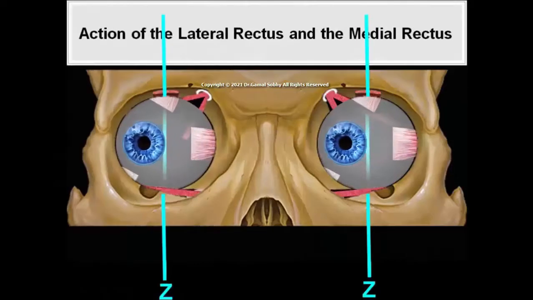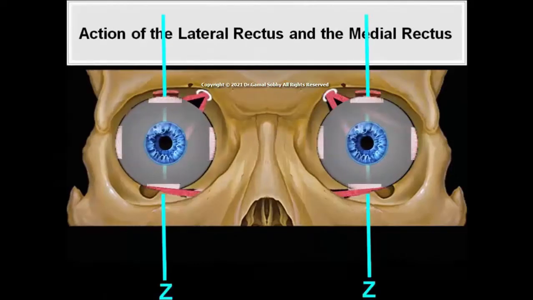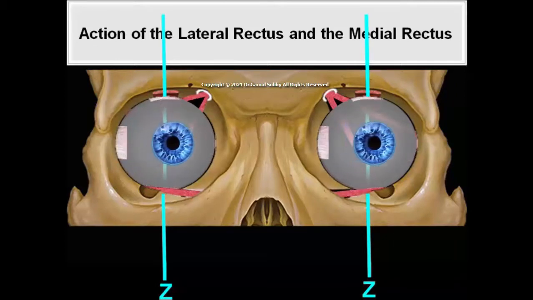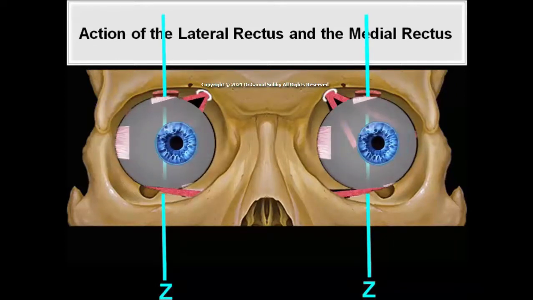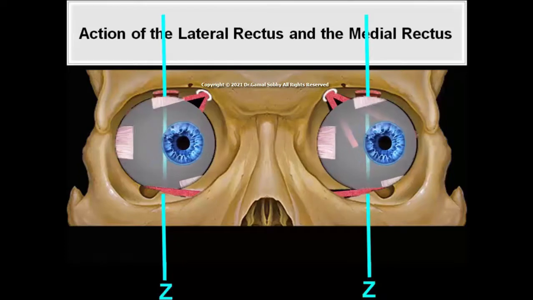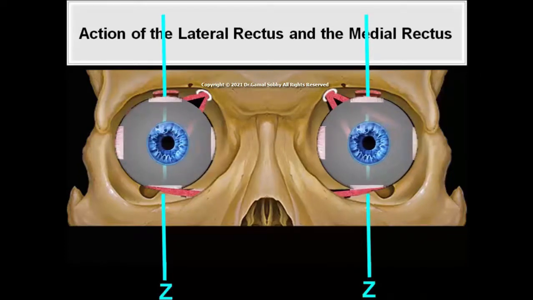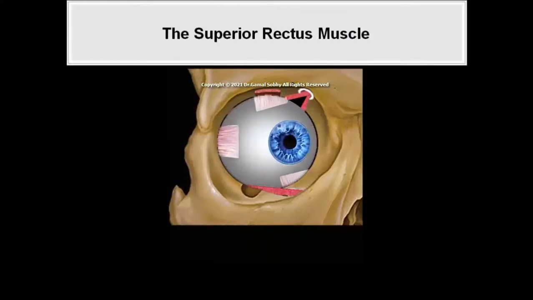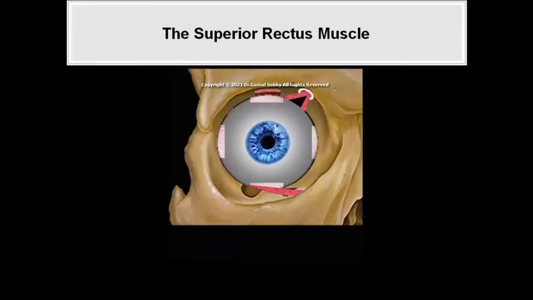Contraction of one of the horizontal rectus muscles produces a pure rotation around the vertical axis. The lateral rectus muscle produces abduction, and the medial rectus muscle produces adduction. When the eye is in primary position, the actions of the superior rectus muscle are elevation, adduction and incycloduction.